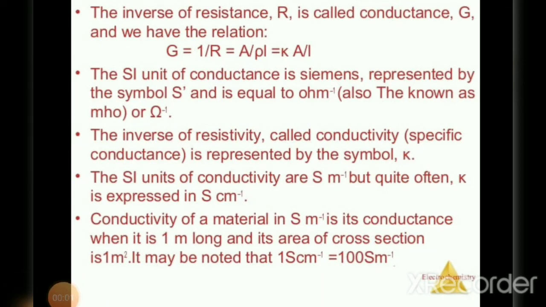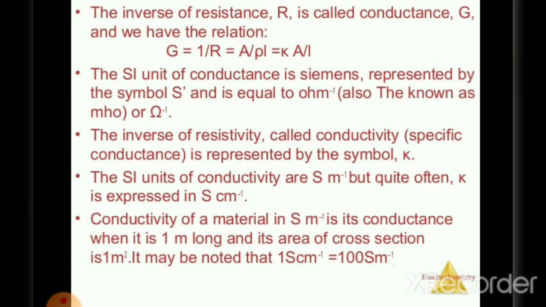The inverse of resistance R is called conductance and it is represented by the letter G. So, G represents conductance, which is inverse of resistance R. We know that R is equal to rho into L by A. So, 1 by R is equal to 1 by rho into A by L, but 1 by R is conductance. So 1 by R can be written as G, which is conductance. So G is equal to 1 by rho into A by L.